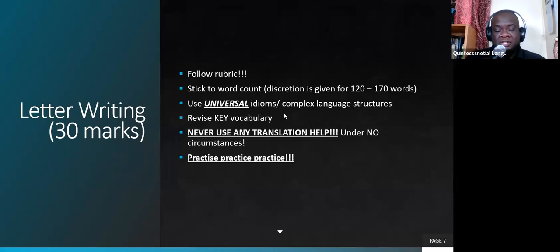So yes, as I was saying, use universal idioms and complex language structures. What does that mean?